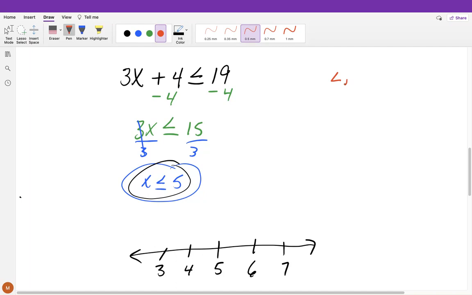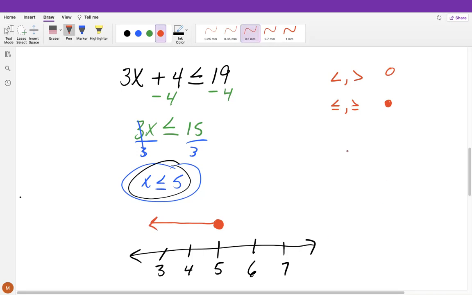If it is just less than or greater than, it is an open circle or not solid, and that's telling us we don't include that number. And if it's less than or equal to or greater than or equal to, it is a solid circle, as we include that. So we will have a solid circle at 5. And then we're looking for all the numbers that are less than. Well, 3 and 4 are less than 5, so those will be our answers.